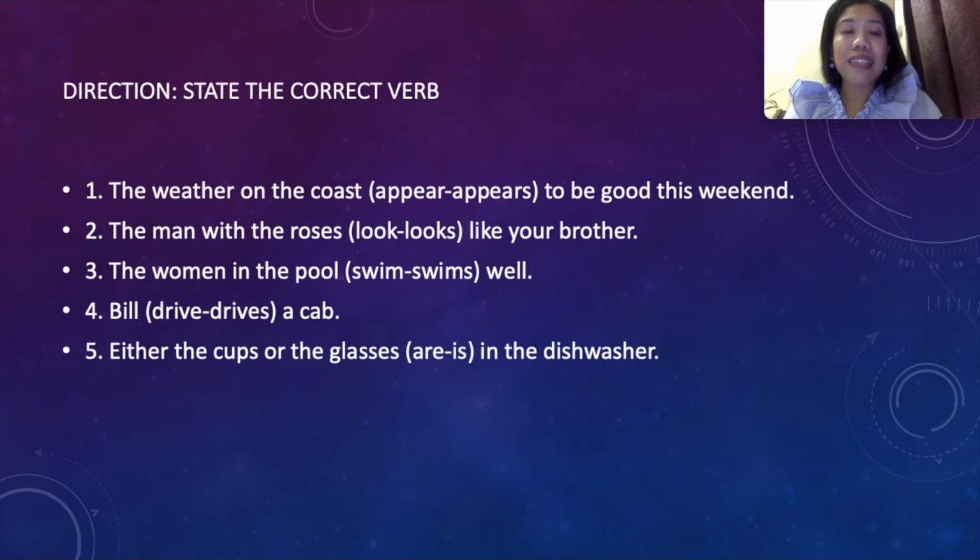Okay, direction: state the correct verb. Number 1, the weather on the coast appears to be good this weekend. Number 2, the man with the roses looks like your brother. Number 3, the women in the pool swims well. Number 4, Bill drives a cab. Number 5, either the cups or the glasses in the dishwasher. I'll give you some time to answer 1 to 5.